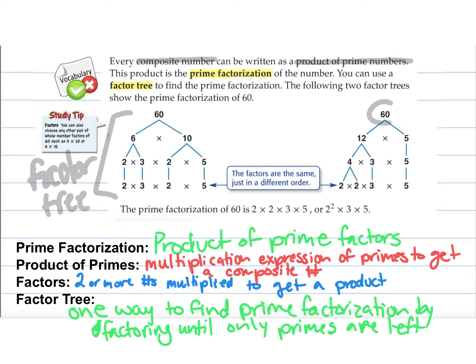For example, 60, our composite number, can be factored or broken down into numbers until all that you have left are the primes that make it. So this is the prime factorization of 60. 2 times 2 times 3 times 5 gives you 60. Of course, there are other factors of 60 like 10 and 6, but these are the product of just the prime factors that make up 60.